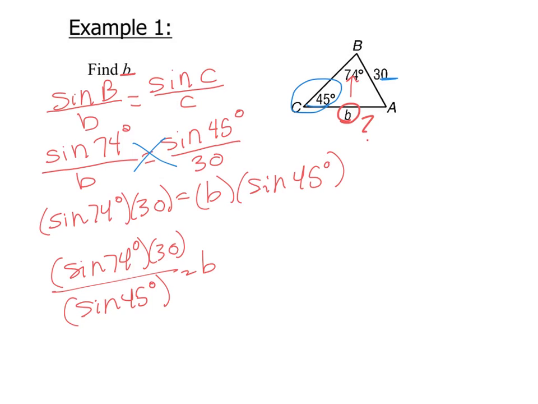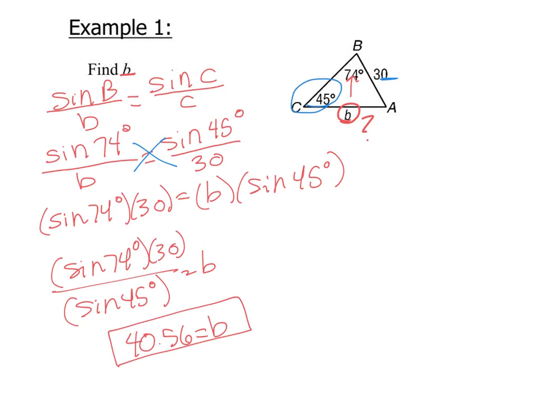And I can put all of this, sine of 74 degrees times 30 divided by sine of 45 degrees, into my calculator, and what I will find is B equals 40.56. And that's side B.